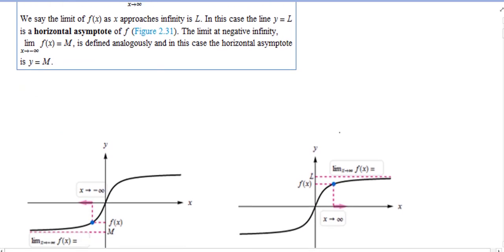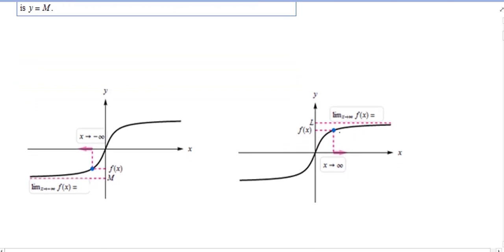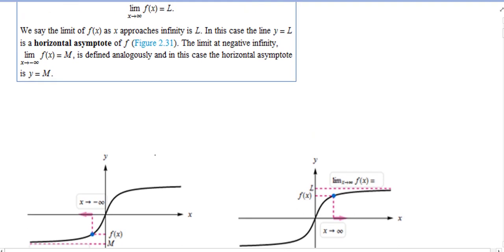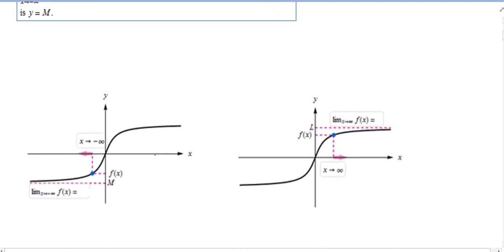And so I have some graphs here to illustrate, and then as it goes to negative infinity as well. So if as x goes to infinity you get a number, like in this case, as x goes to infinity, the y values are approaching this horizontal line L, then we say that that is a horizontal asymptote.